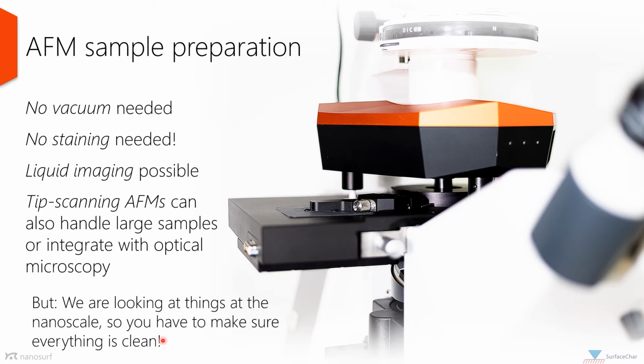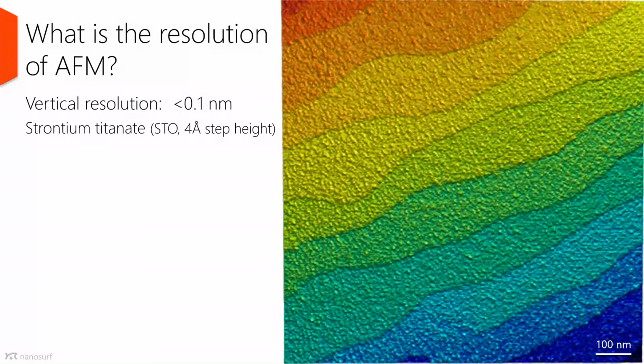Because if something is not clean, we will easily see that at the resolution that we can achieve with the AFM. In the previous slides, I've been talking about AFM being a high resolution technique. So what does high resolution mean in that sense? For example, the vertical resolution.